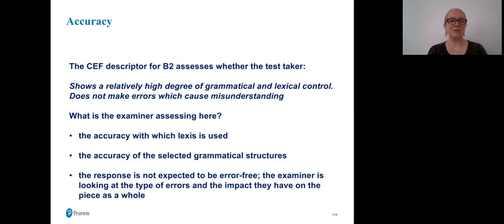We're absolutely not expecting an error-free response to score 3 to be at level, but the examiner will be looking at the type of errors and the impact they have on the piece as a whole and on the reader's understanding of what's being written.